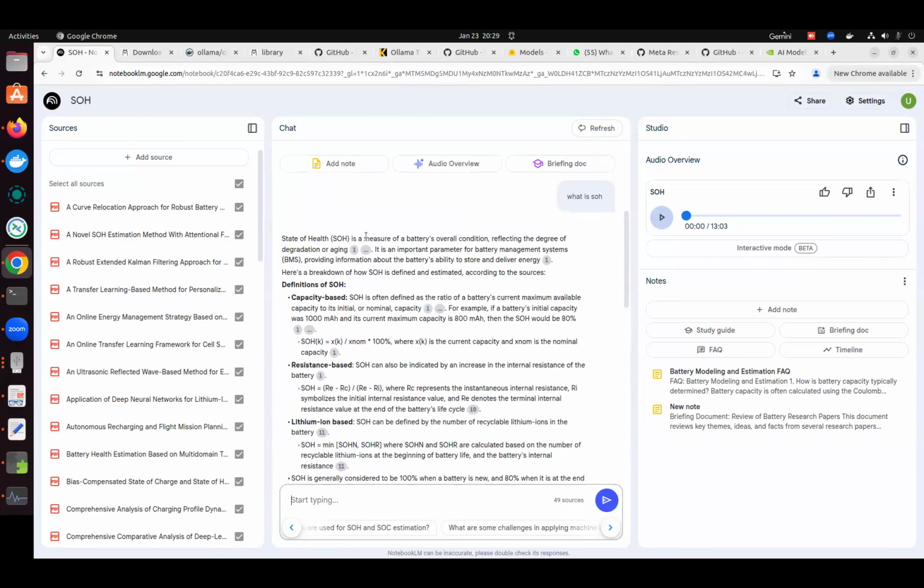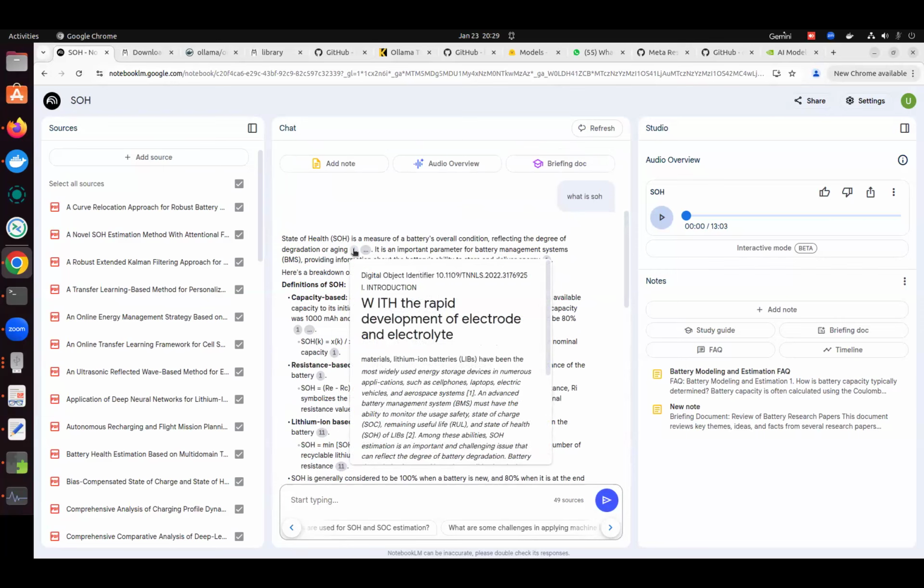When I ask this question, it says SOH is state of health. It's a measure of batteries, and the definitions of SOH are capacity based, resistance based, and so forth. And you will see various numbers like 1, 2, 3. If you go there, it curated that sentence based upon information from this document, with the rapid development of electronics and electric types. So there is such a paper, and from there it has picked this particular information.